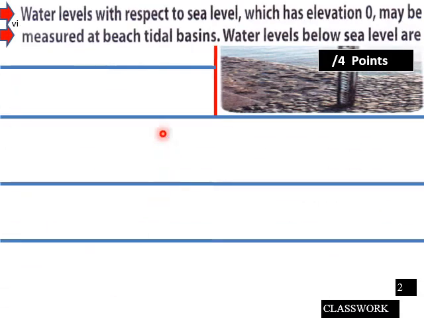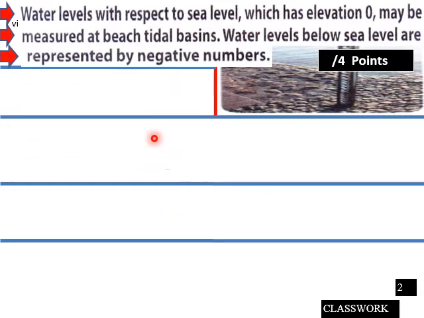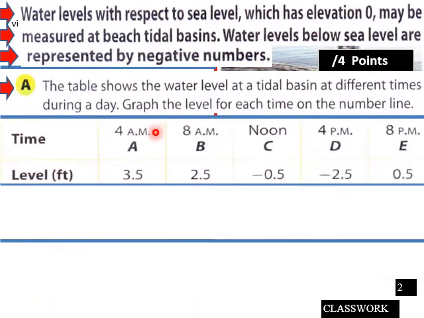Okay, into a word problem here. Water levels with respect to sea level, which has an elevation of 0, may be measured at beach tidal basins. Water levels below sea level are represented by negative numbers. So the table here shows the water level at a tidal basin at different times during the day. Graph the level for each time on a number line.